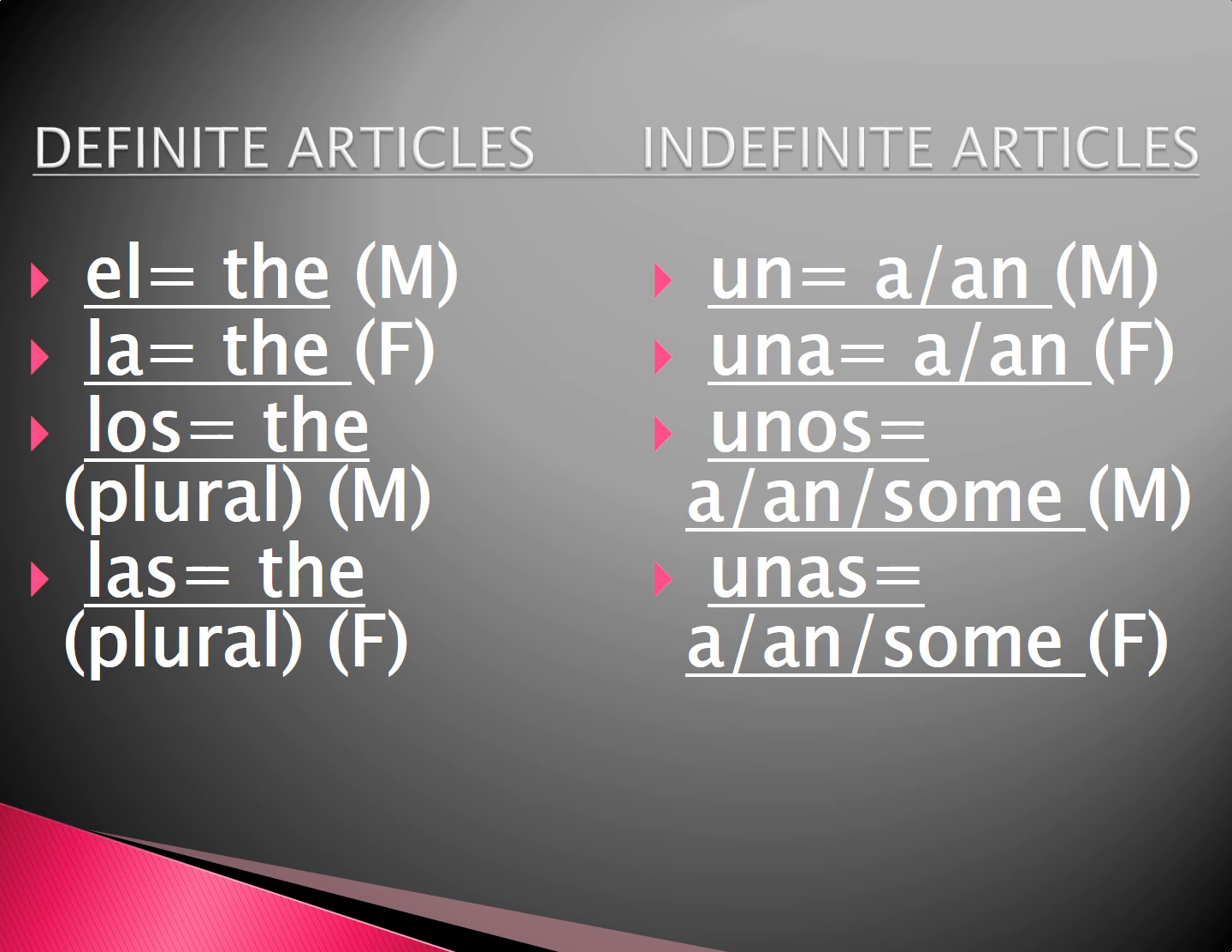Also, please keep in mind your definite and indefinite articles. In English, our definite article is the word the. In Spanish, they are el, la, los, and las. In English, our indefinite articles are a, an, and some for the plural. In Spanish, they are un, una, unos, unas.